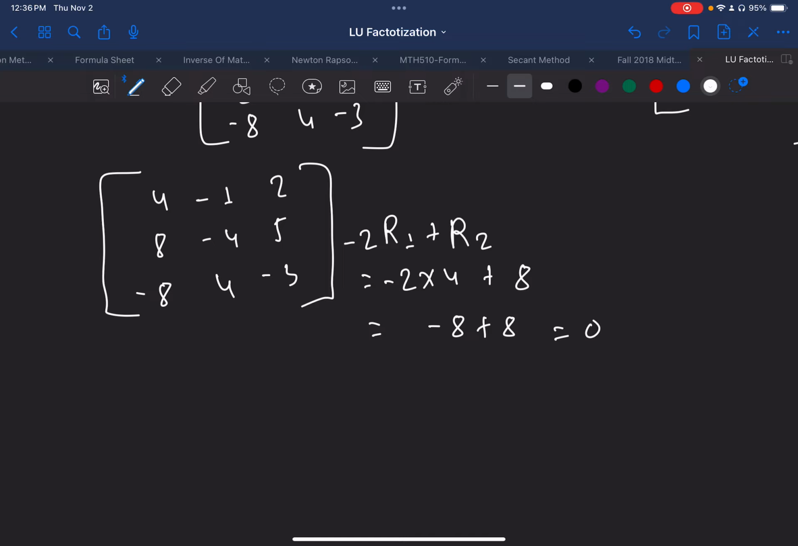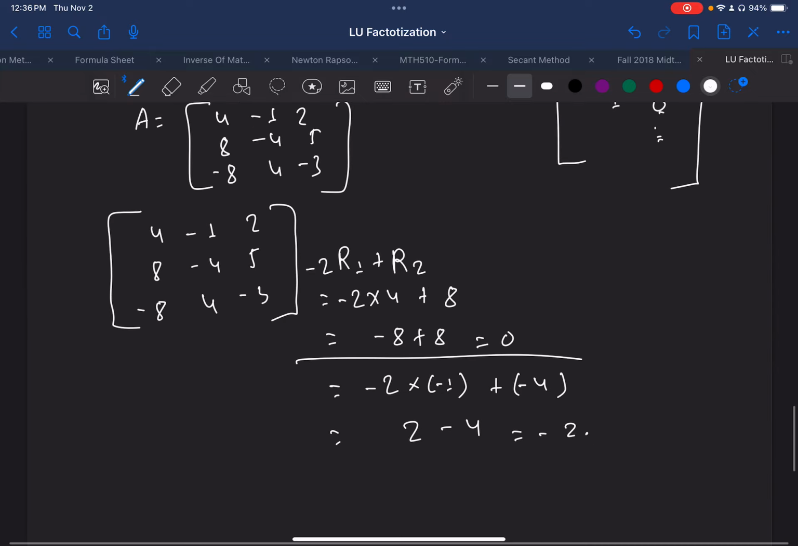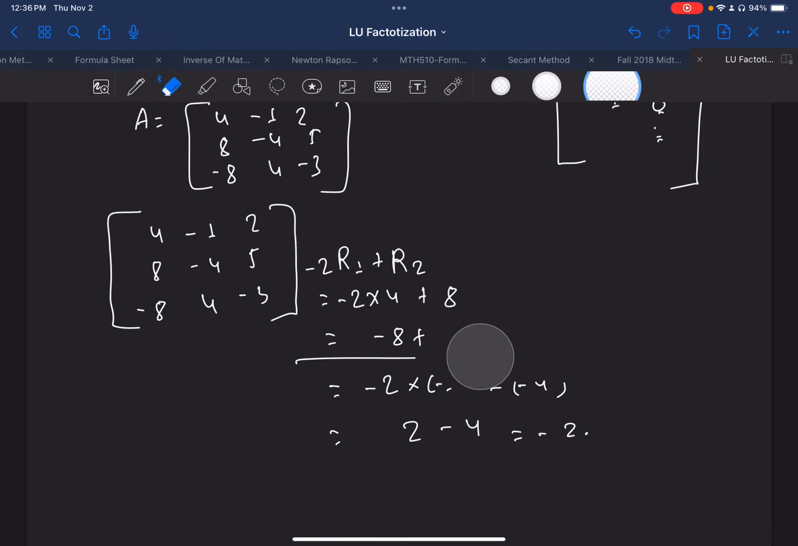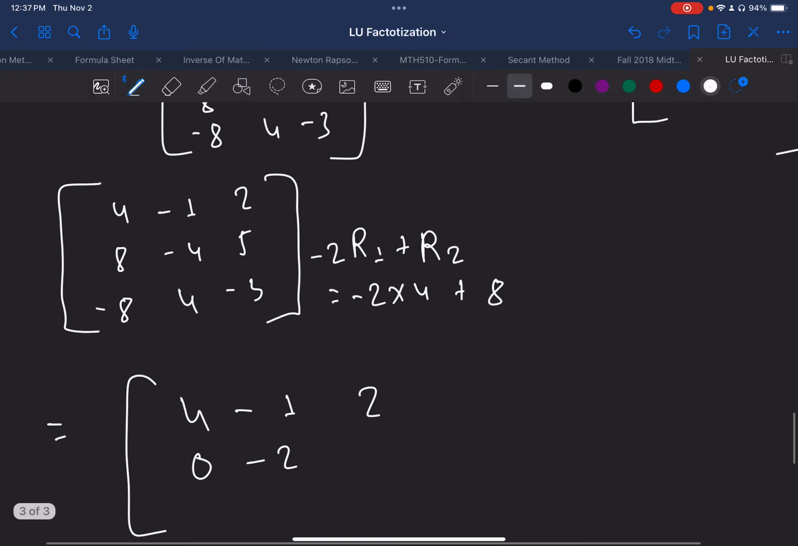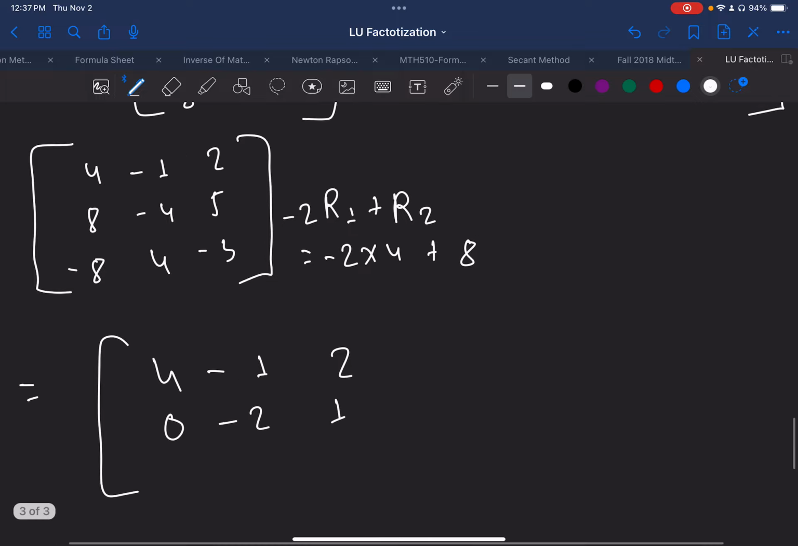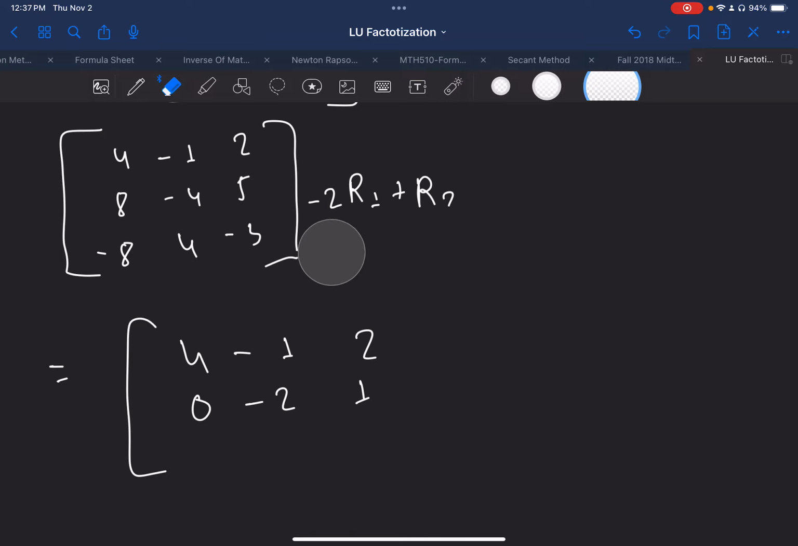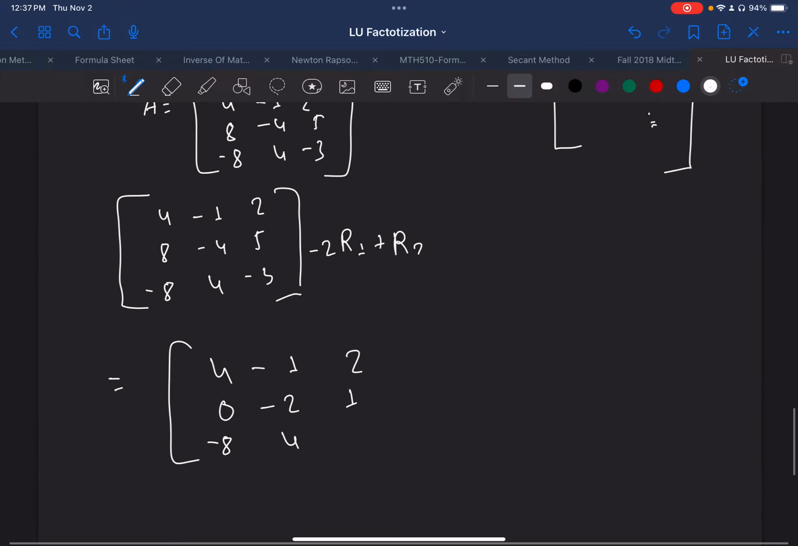Similarly, for the next entry, it's going to be -2 times -1 plus -4, which equals 2 minus 4, equals -2, right? So we will do this. The row becomes 4, -1, 2, then 0, -2, and -4 plus 5 equals 1, right? The last row is going to be the same, -8, 4, -3.